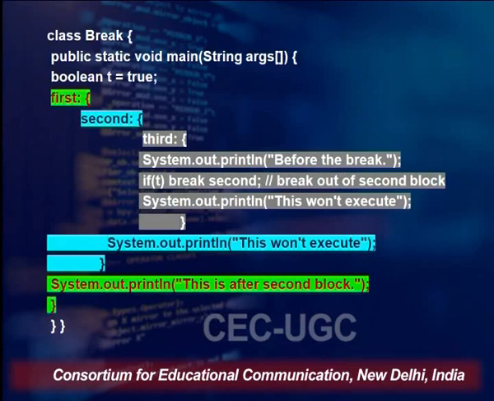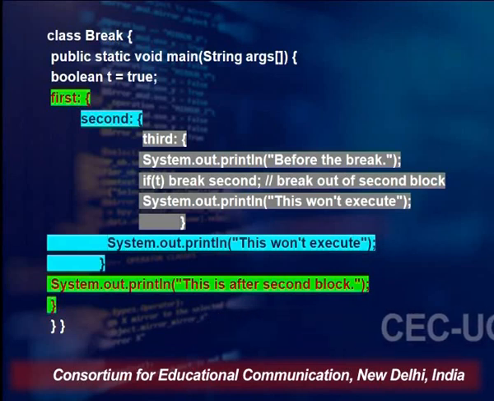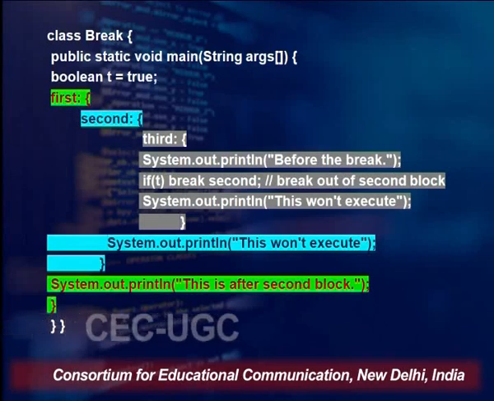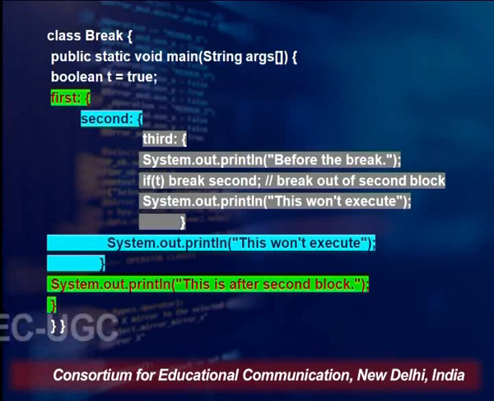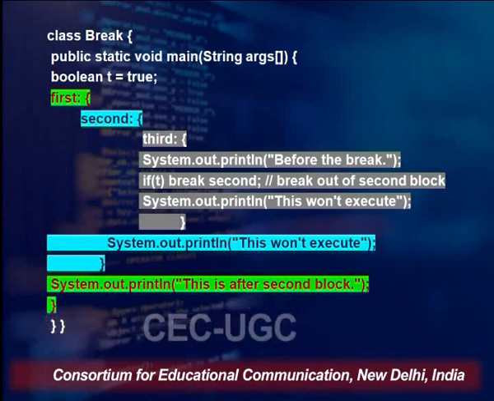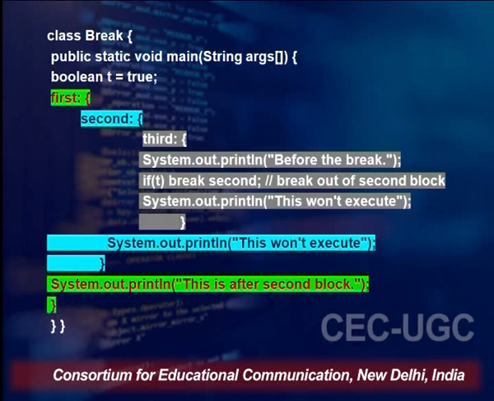Here in this example, apart from these three blocks, within these three blocks we have written system.out.println before the break: if t, then break second. Here t is a boolean variable. I have already told you that it is a true variable. So if t satisfies this condition, that means the value written inside the conditional expression is true, and t is actually true, it is going to come out of the second block.